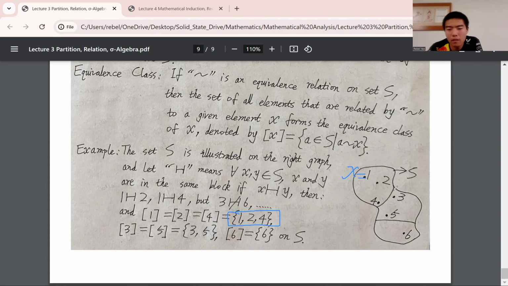And 3 and 5, they're in the same equivalence class. And 6 is in its own equivalence class. So this example illustrates the definition very well, I guess. All right, so let's turn to some different material.